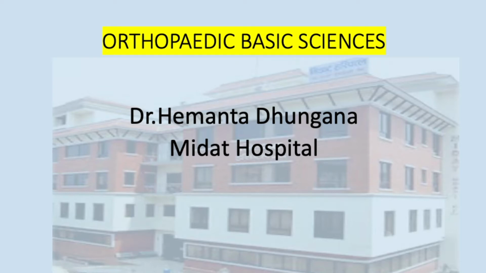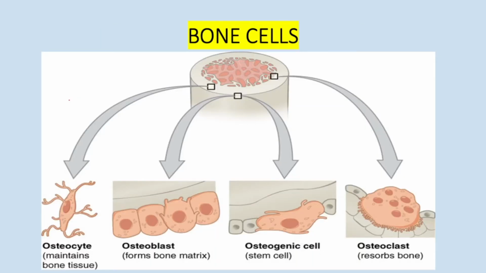Today's presentation topic will be on orthopedic basic science. In this video, I'll be talking about the bone cells. Four types of cells are found within the bone tissue. Each cell type has a unique nature. There are osteocytes, osteoblasts, osteogenic cells, and osteoclasts.